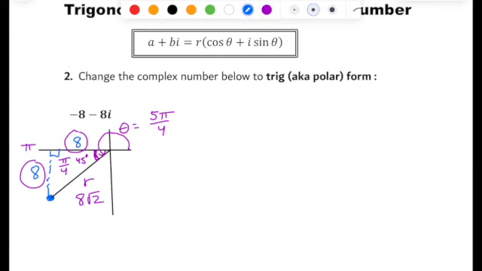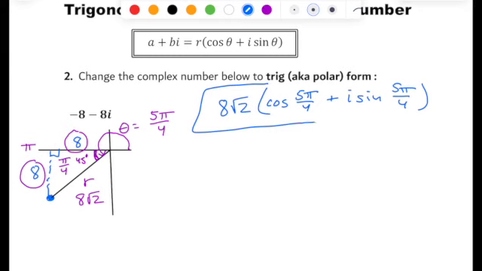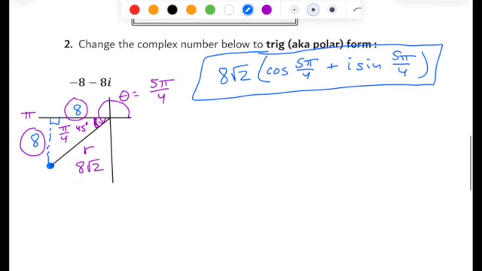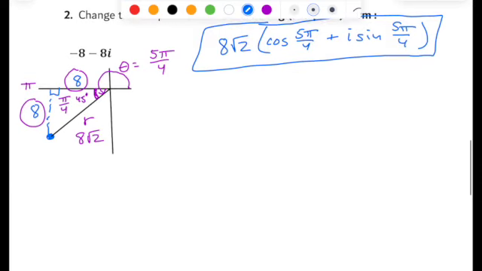So your final answer is going to be r, which is 8 root 2, times cosine of 5 pi over 4, plus i sine of 5 pi over 4. And there we go. I know sometimes it feels unnatural to leave it like that, but that is trig form, leaving the trig expressions in it. So you're done. If you want to check, evaluate the trig expressions and distribute 8 root 2, you should get right back to where you started.